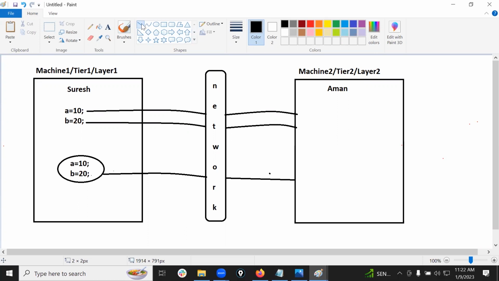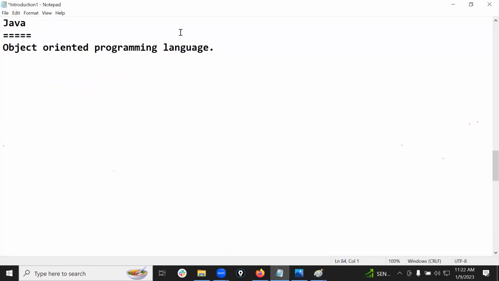So remember, that is the reason whenever you go for an interview, if anyone asks what is Java, your answer is: Java is an object-oriented programming language. Why do we say it's object-oriented? Because Java is dealing with objects. Understood my point here now? Very good, sir. That is only one definition.